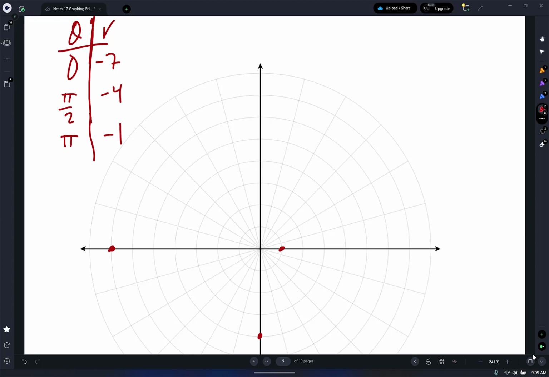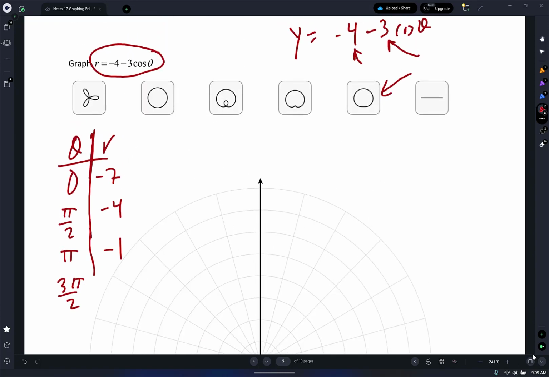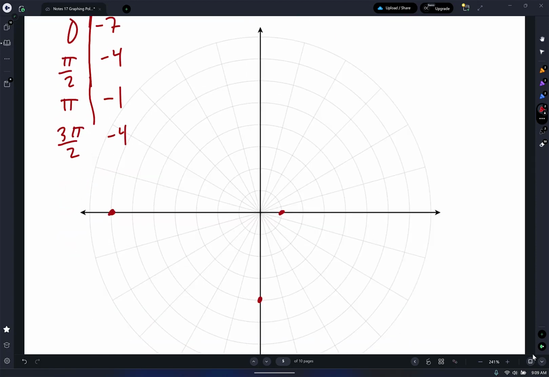I'm going to go to 3 pi over 2. Cosine of 3 pi over 2 is 0. I'm at -4 again. 3 pi over 2, -4. 1, 2, 3, 4, point.